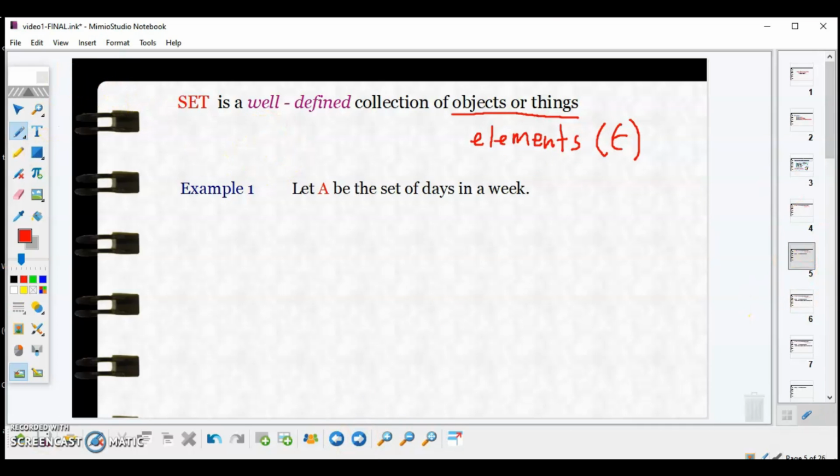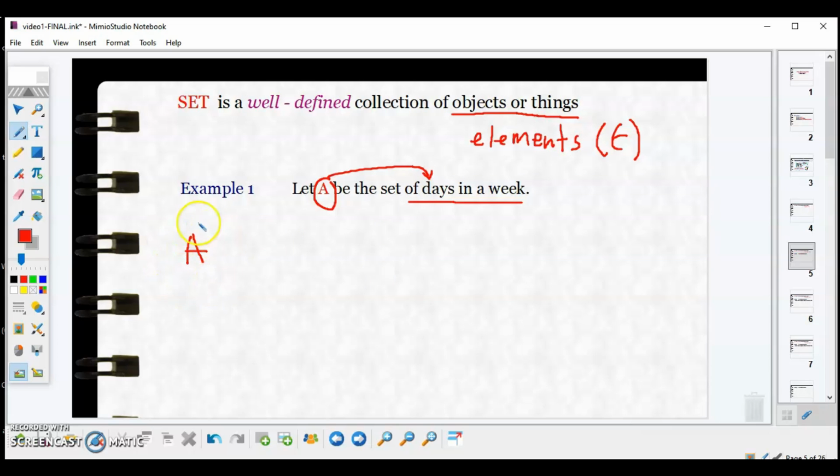Let A be the set of days in a week. Take note, days in a week. I am pretty sure that everyone is familiar with the days in a week. But before we have that, let's give emphasis first on this A. A is the name for the set of days in a week. So we start with writing the name of the set.